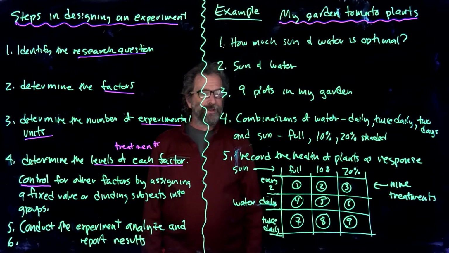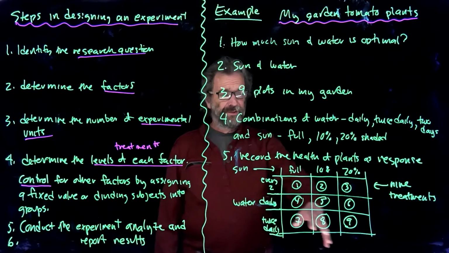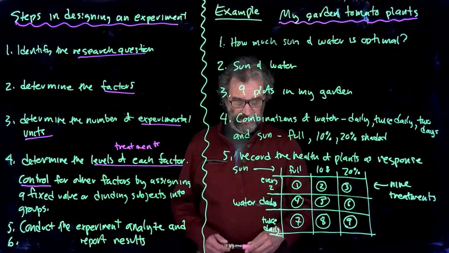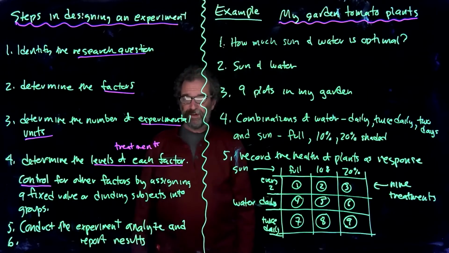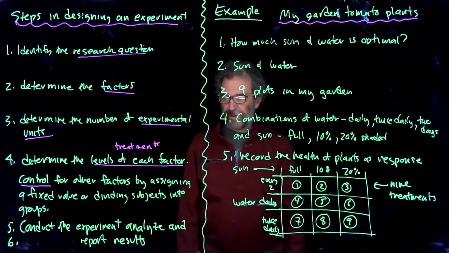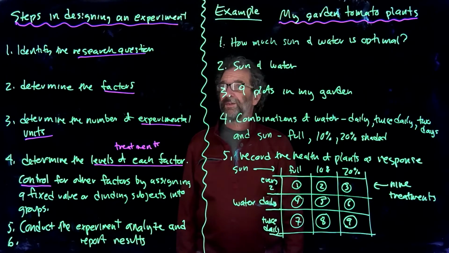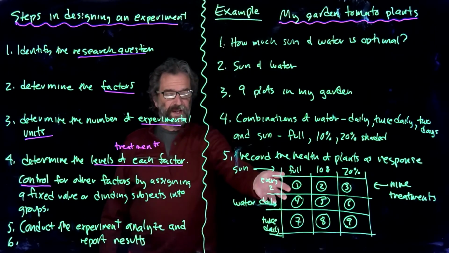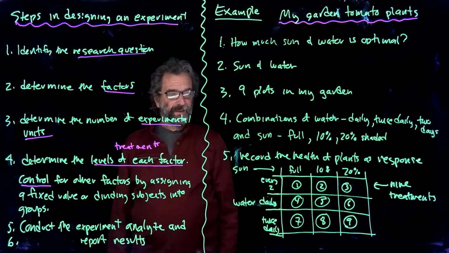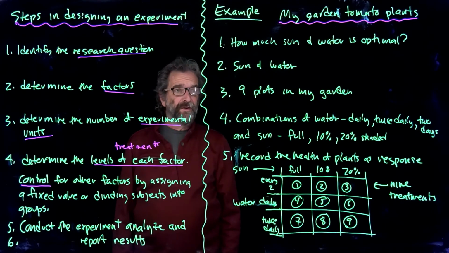But you can look at the tomatoes and see which ones look healthiest, and then you would know of the 9 treatments which treatment gave you the healthiest plants, with any luck. Unless that particular block of the garden had an attack of grasshoppers or some other kind of beetle. All these things happen in your garden, and there you go. So there are steps in designing an experiment, and this is a particular experiment which I do annually on my garden. I'm trying to determine how much water and how much sun is appropriate for my tomato plants.